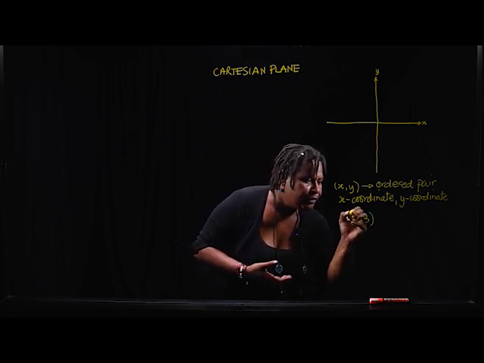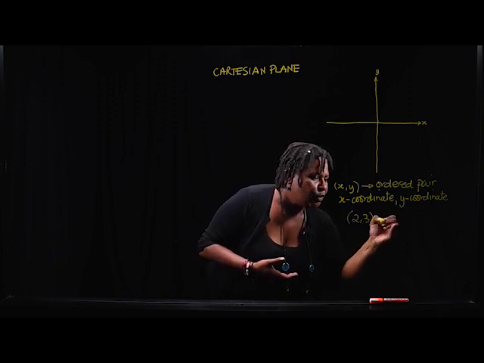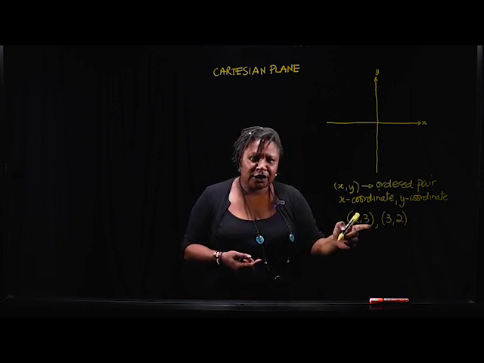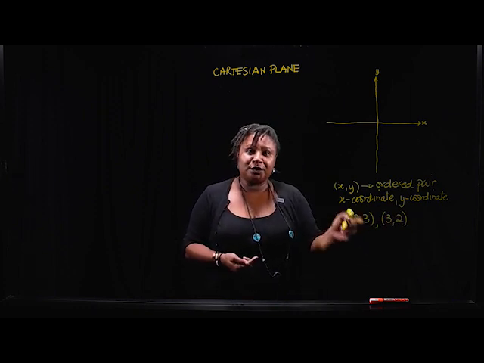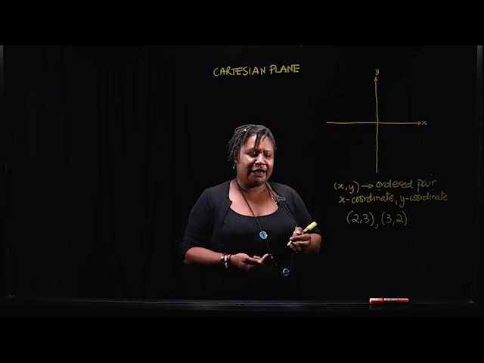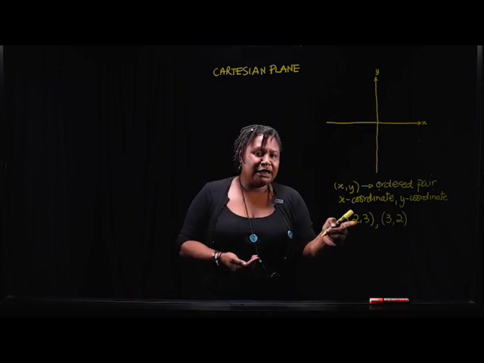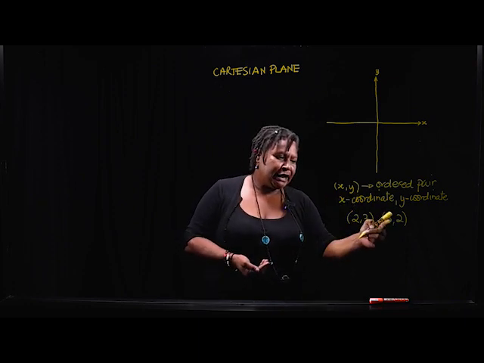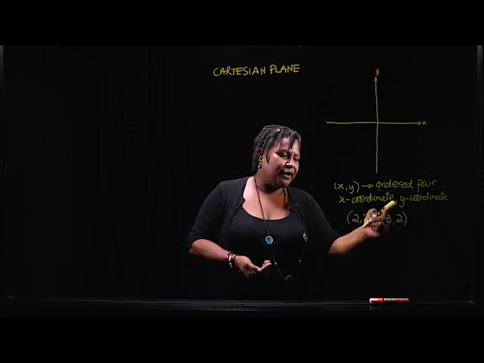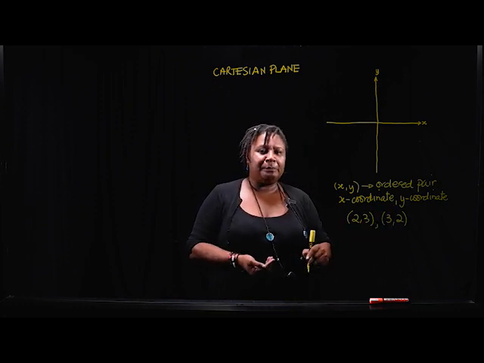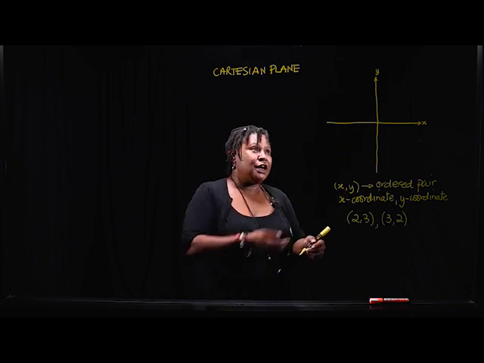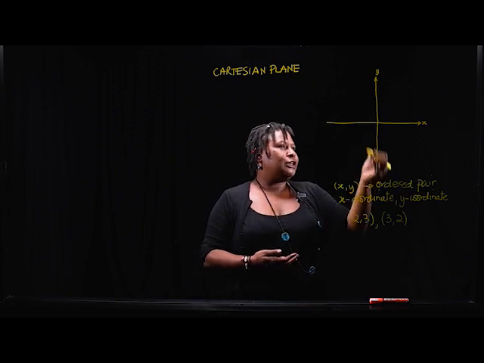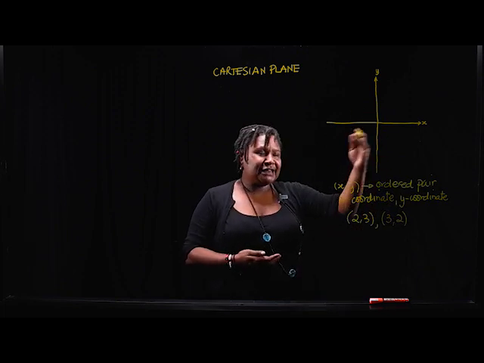Now, take for example the coordinates 2, 3 and the coordinates 3, 2. They are not the same coordinates, or they don't describe the same point on a Cartesian plane. Why? Because in the first ordered pair, the x coordinate is 2, and in the second ordered pair, the x coordinate is 3. If we were to plot this on the Cartesian plane, we will do that, but first we need to put in the numbers on the axis.